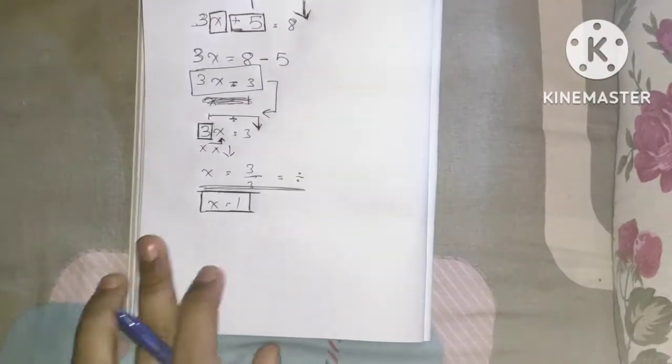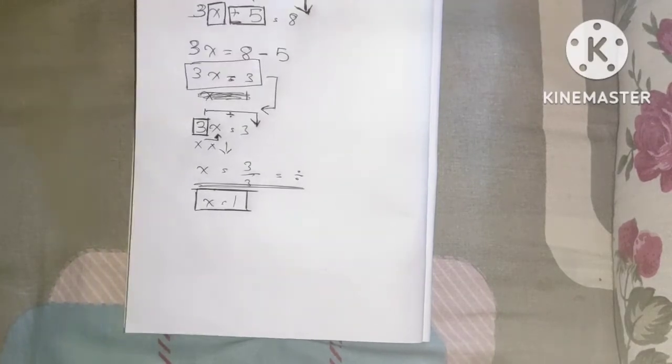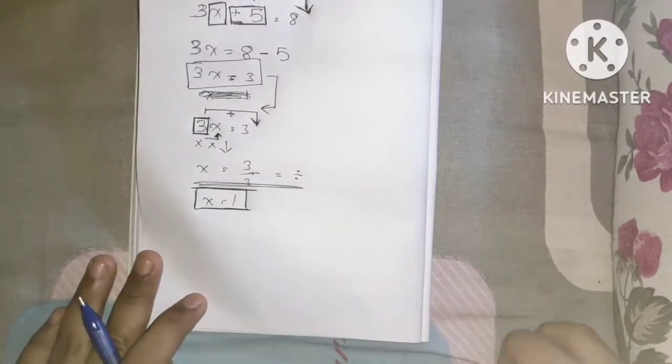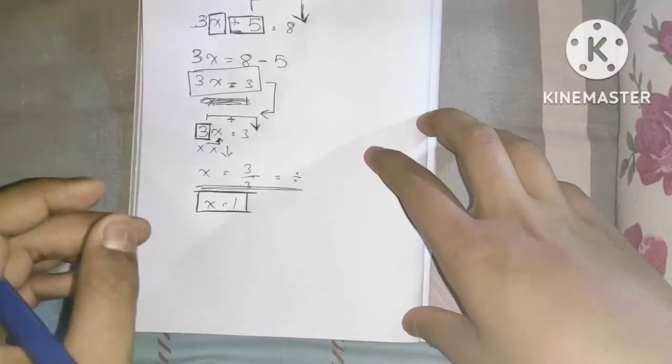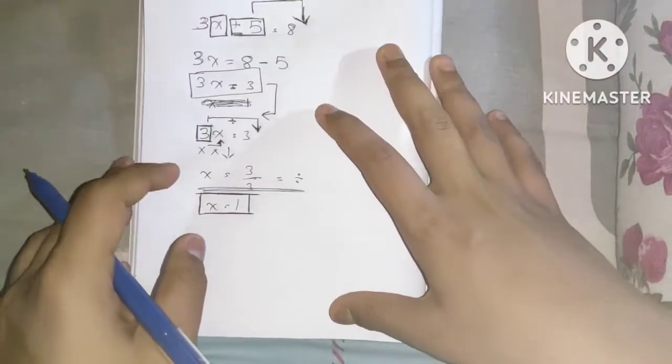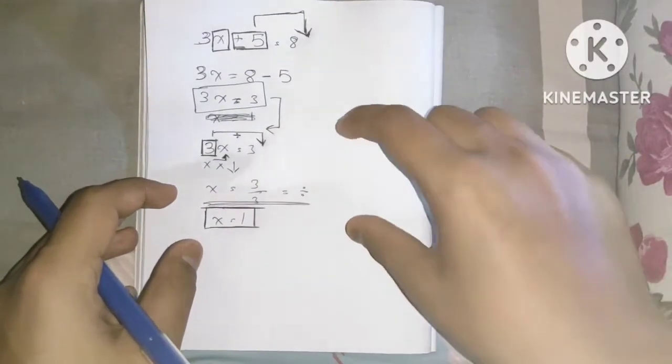This is just a small example which I wanted to show, to make it clear what a simple equation from grade 7 looks like.